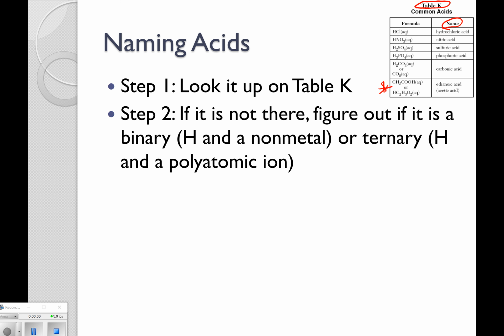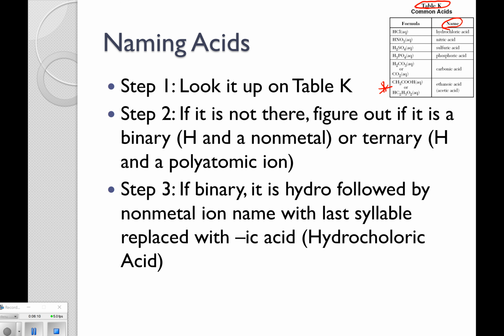If it's not there, we're going to have a little set of rules here. We first have to figure out if it's binary, which is hydrogen with a nonmetal, or if it's ternary, meaning hydrogen with a polyatomic ion. It's a lot easier if it's binary. If it's binary, all we do is add hydro followed by the nonmetal ion name, and we replace the last syllable of that nonmetal ion with ic acid.